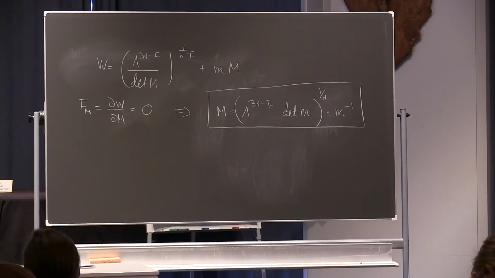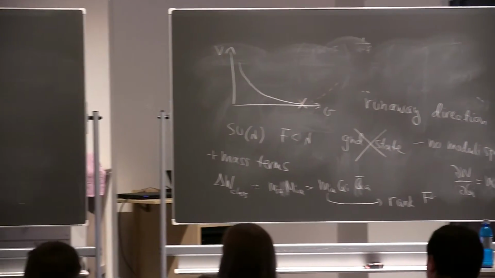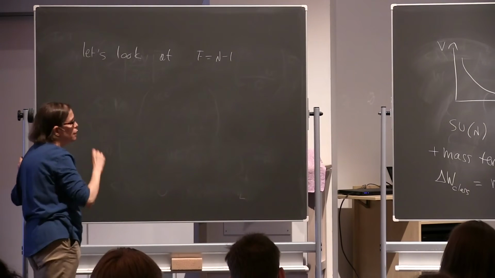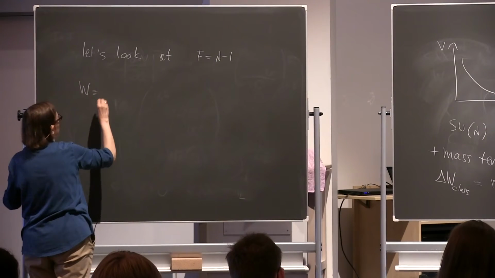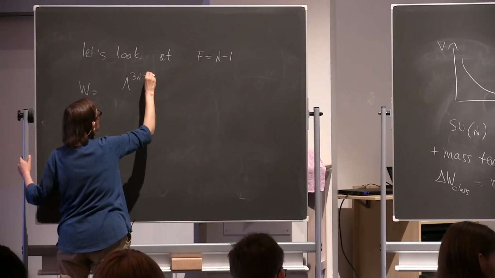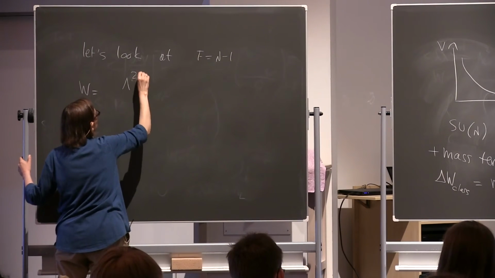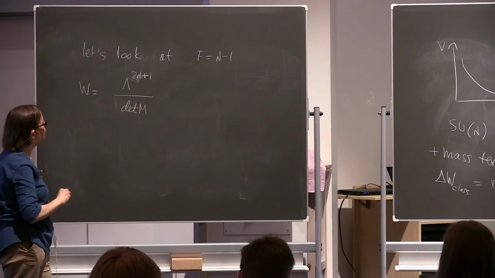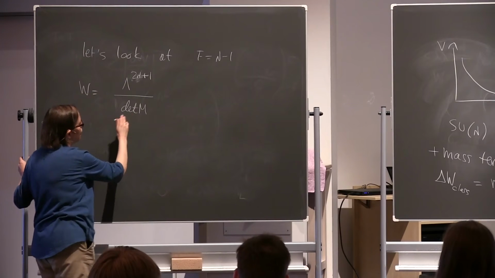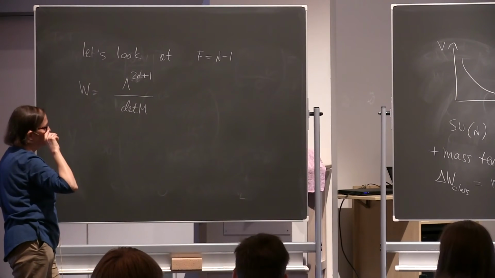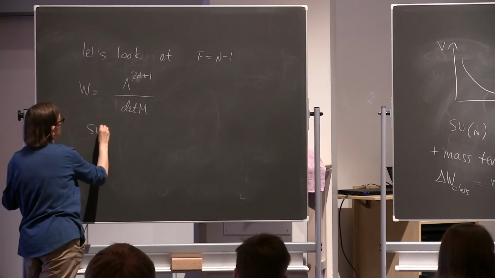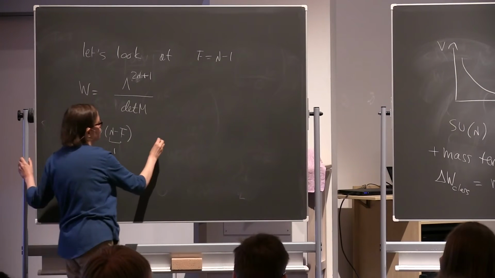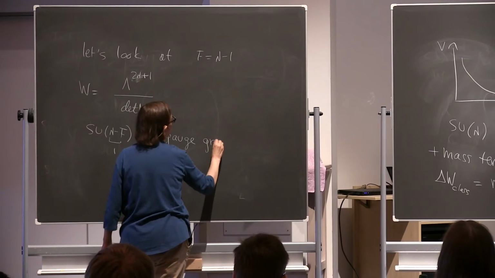So now let's look at the special case of f equals n minus 1. When f equals n minus 1, there are two things that happen. First of all, our superpotential becomes Lambda to the 2n plus 1 divided by the determinant of M. We don't have any fractional power. And the other thing that's happening is that as we move away from the origin, the unbroken group in this case is just nothing. This thing is just 1, so the gauge group is completely broken.